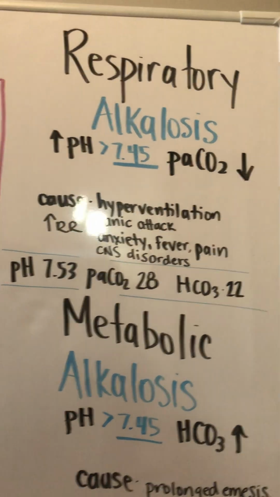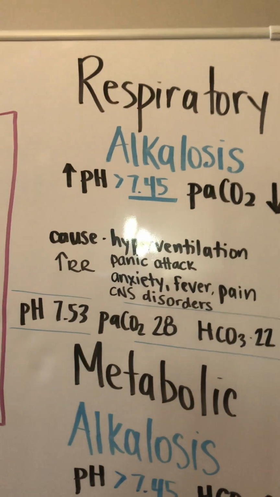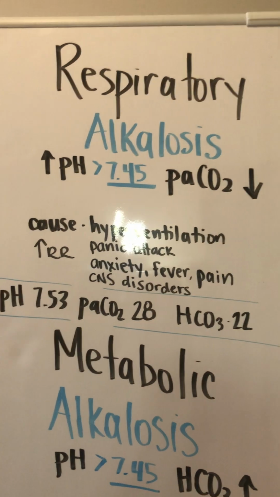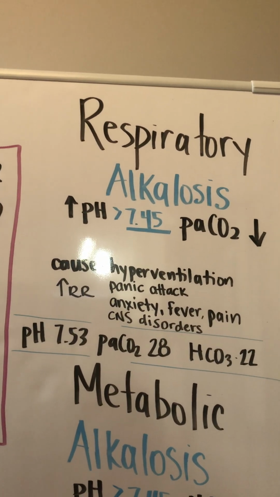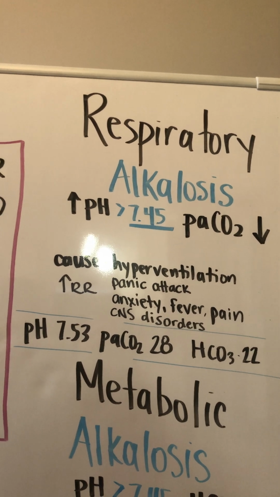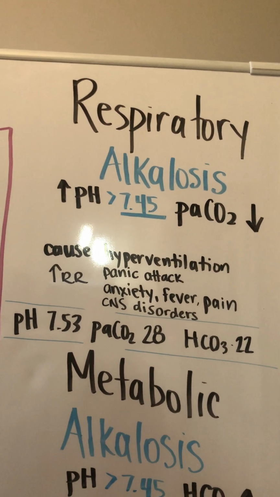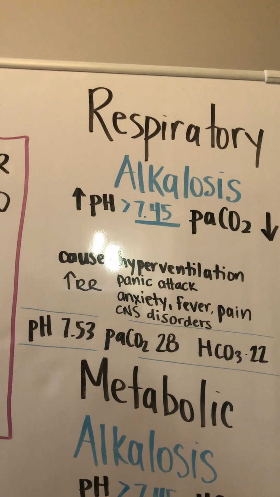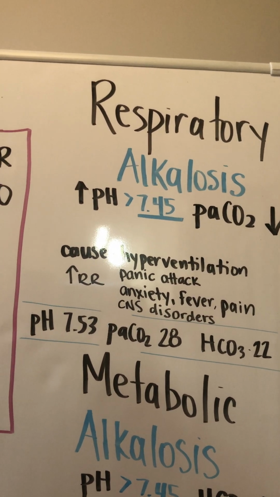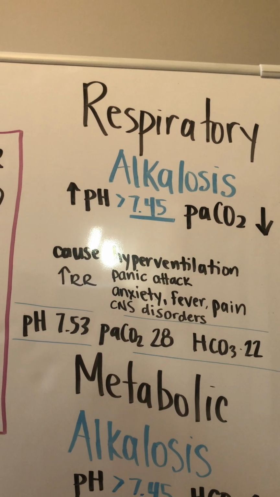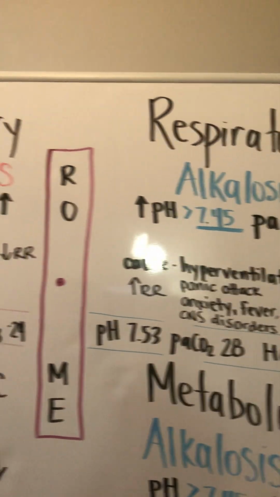So why might we have respiratory alkalosis? In this case, it would be hyperventilation. Sorry for that weird glare there. Hyperventilation. So you can remember that an increase in pH and an increase in respiratory rate are going to be causing respiratory alkalosis. So it might be a panic attack, anxiety, fever, pain, or some CNS disorders. And so this is respiratory alkalosis.